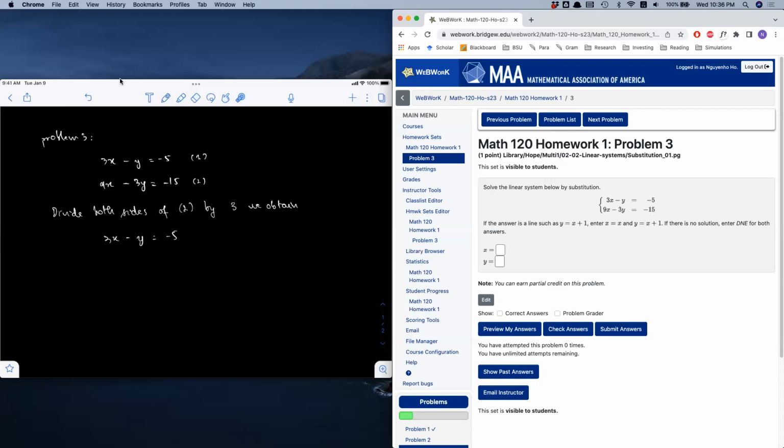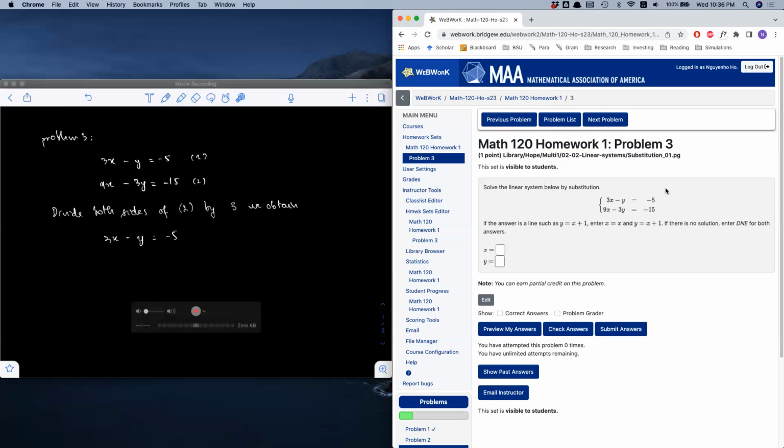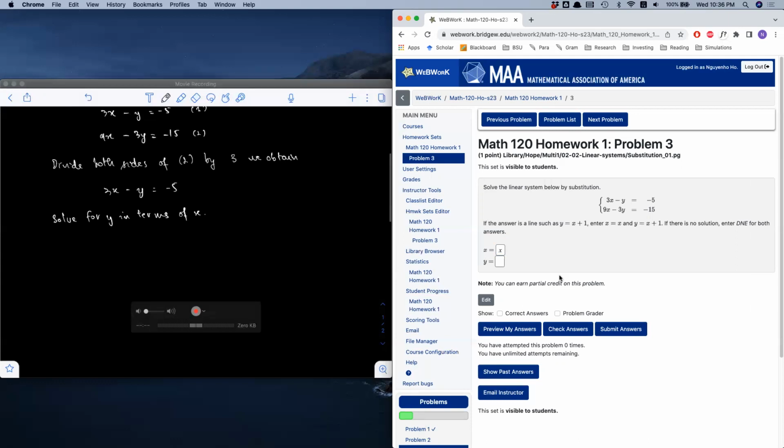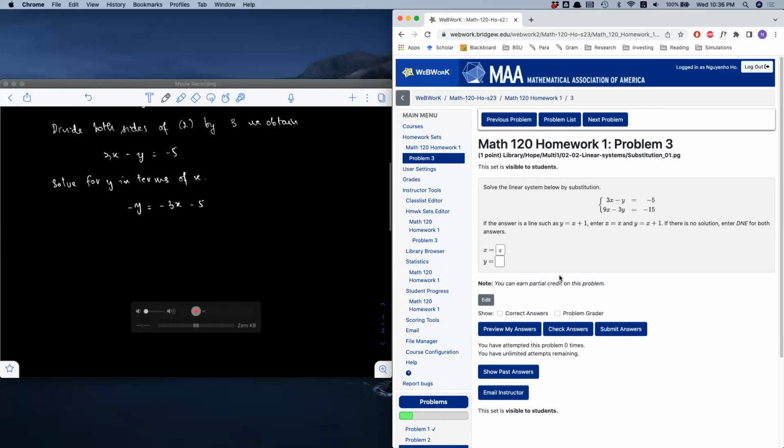So the idea here is that you let x equal x and you solve for y in terms of x. So here I let x equal x, and for y, I'm going to solve for y in terms of x. From this equation, I got negative y equals -3x minus 5. Now multiply both sides by -1, I get y equals 3x plus 5.